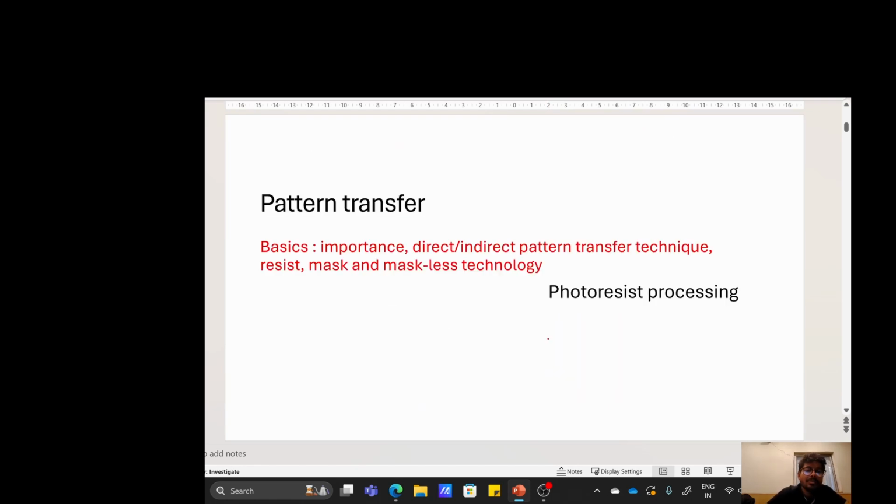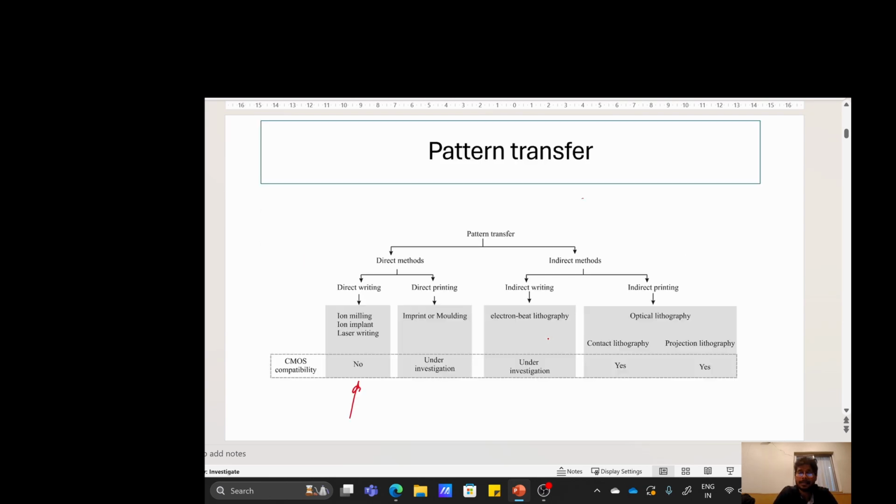Okay, so initially we will go through how pattern transfer needs photoresist processing. The very first part, for the indirect kind of lithography, we will touch upon first. We will see the photoresist processing. Now we will see what the photoresist is and what types of lithography there are where we need the photoresist. So through lithography we are doing the pattern transfer.